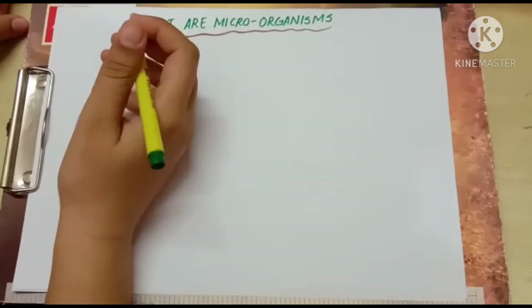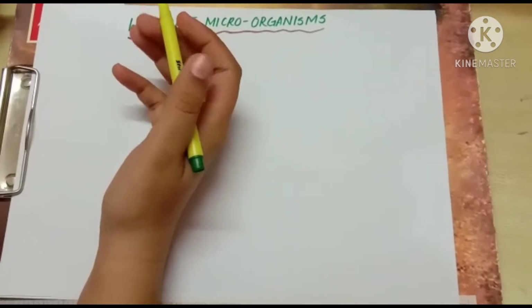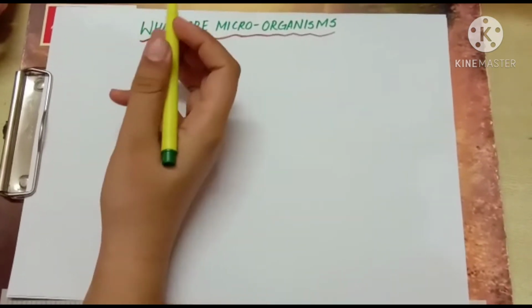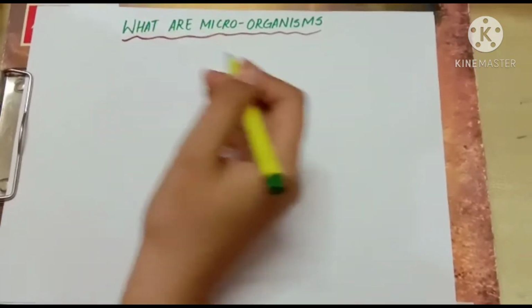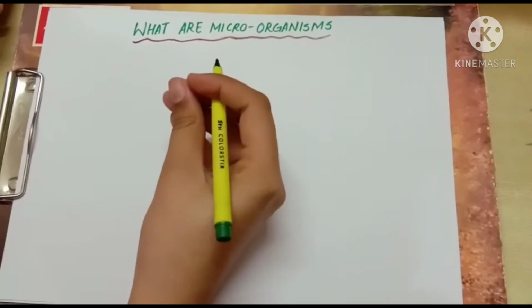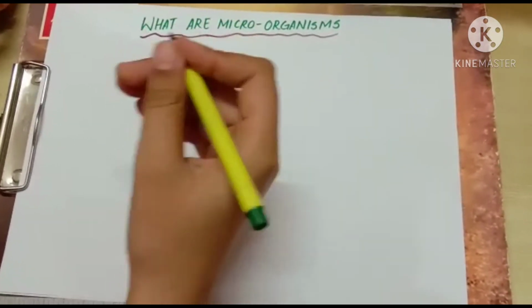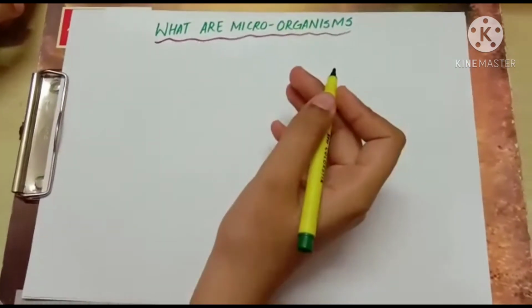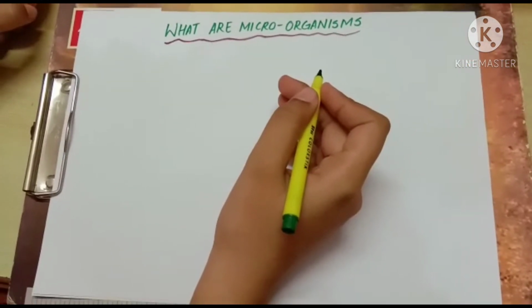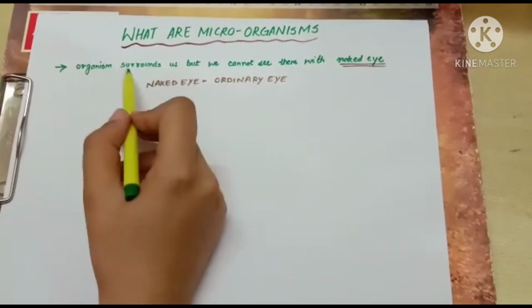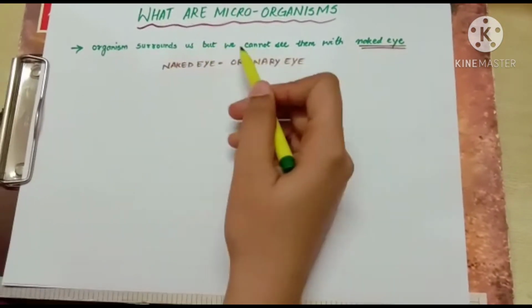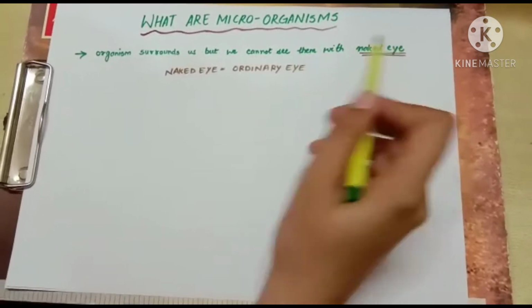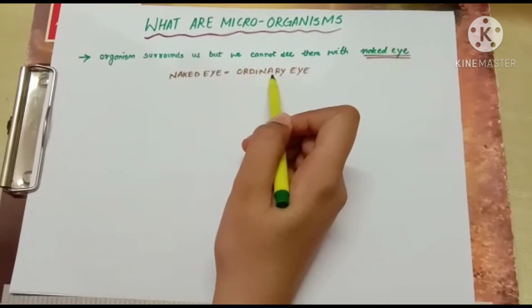So let us start. What are microorganisms? See, there are many living organisms present in our surroundings which we cannot see with our naked eyes. Now, what do you mean by naked eyes? It means ordinary eyes. So organisms surround us, but we cannot see them with our naked eye.